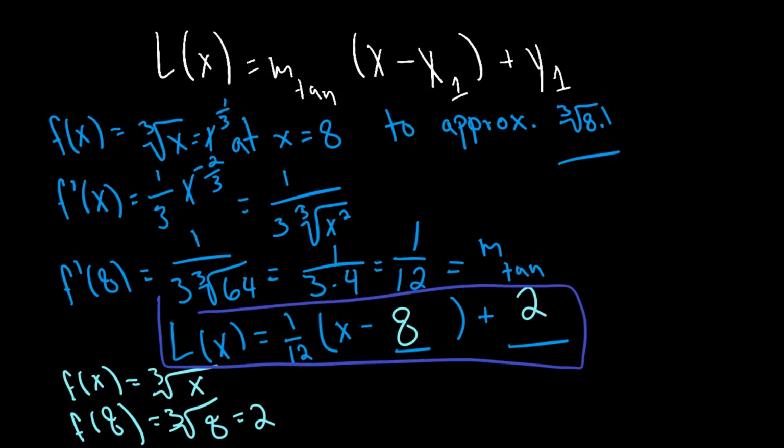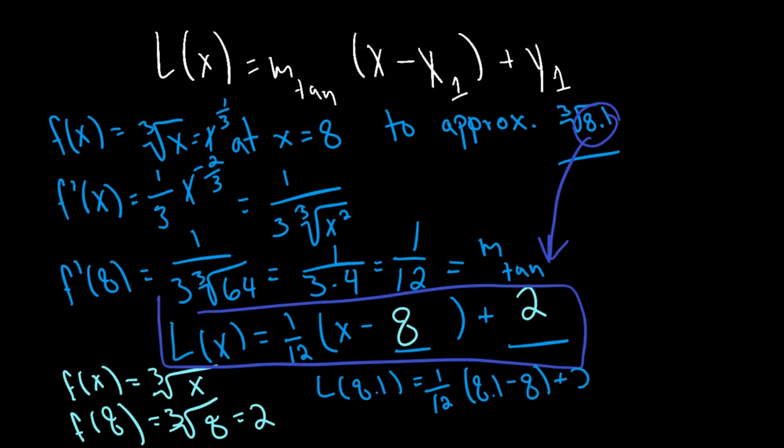Now that we have our equation, we can plug in our actual value into this equation, and this will give us our approximated value. So if we do that, f of 8.1 equals 1 over 12 times parentheses 8.1 minus 8, plus 2. We know that 8.1 minus 8 is just going to be 0.1. Oh, my bad, 0.1, plus 2. And we're going to bring everything down: 1 over 12.